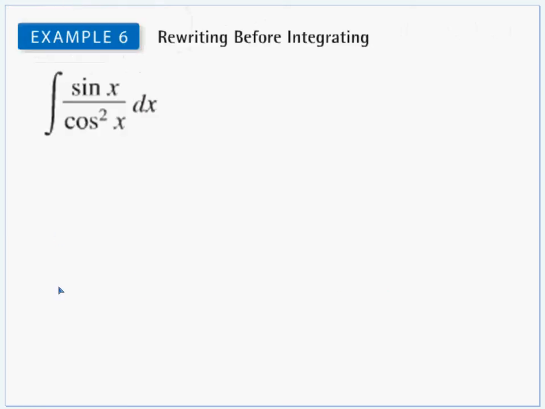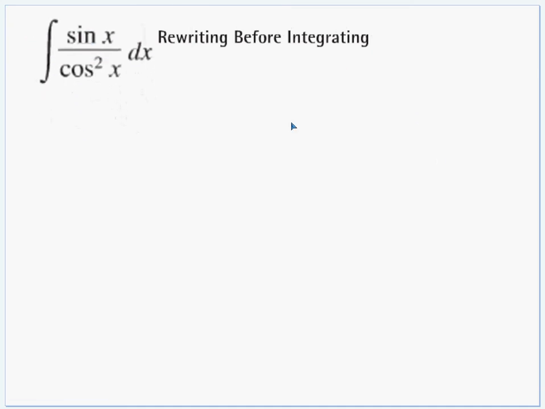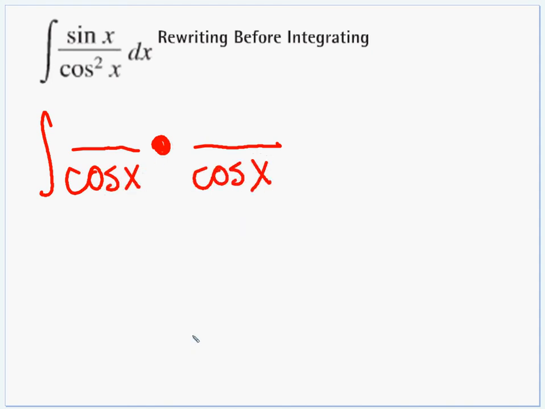Okay, what's next? Holy cow, what the heck are we going to do with this? It's kind of all stuck together. My advice for any type of problem like this, especially involving trig functions, I see this cos squared. It might be helpful to break that up. There we go. So this cos squared is a cos x times a cos x.